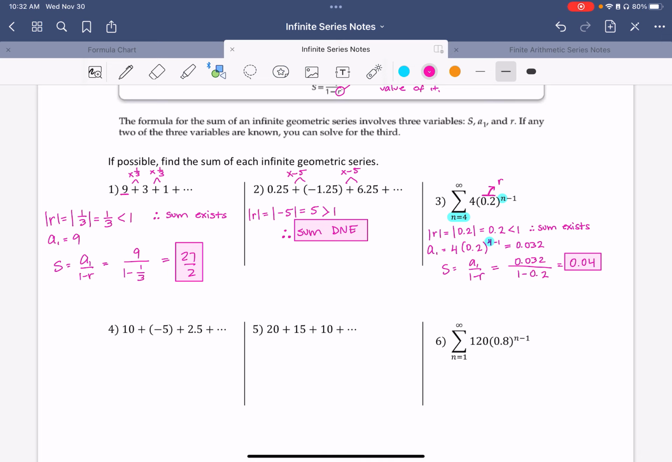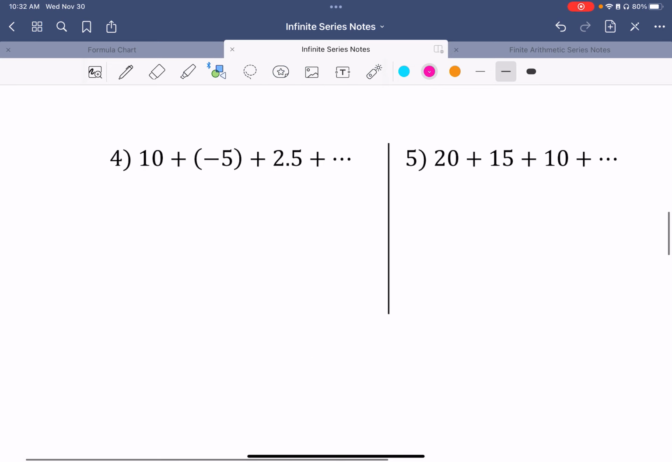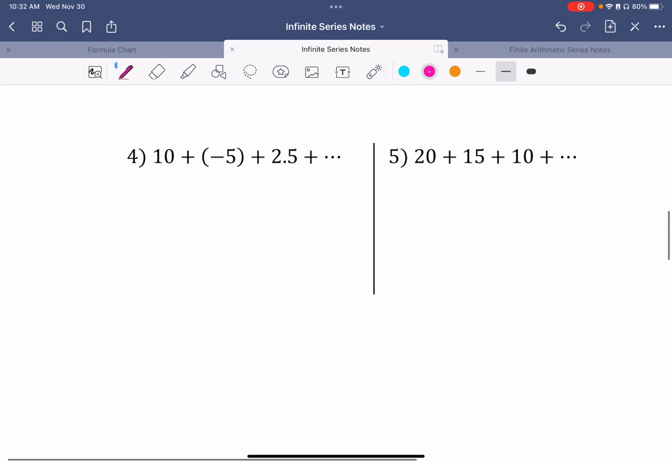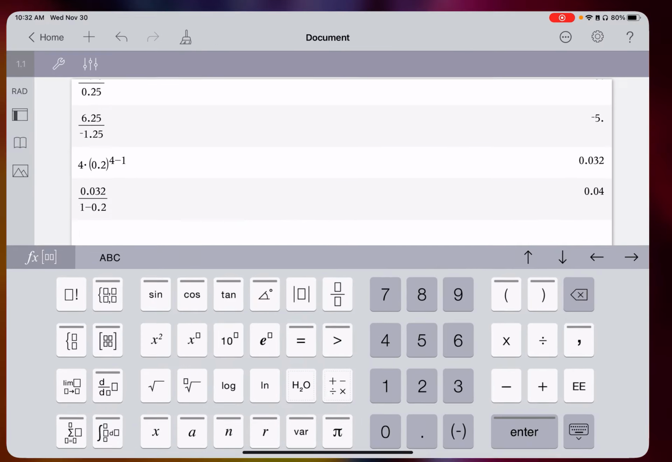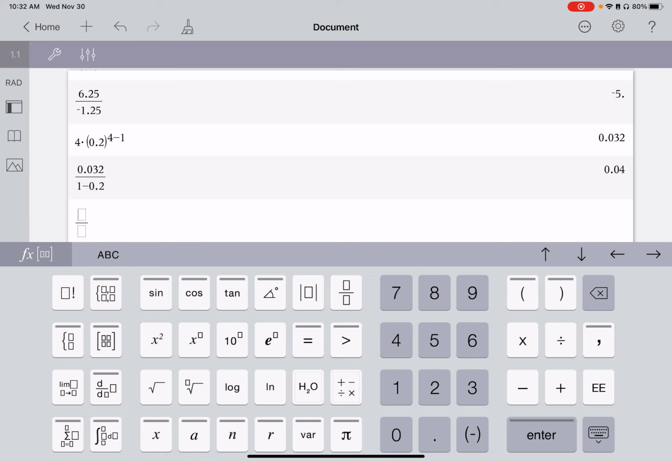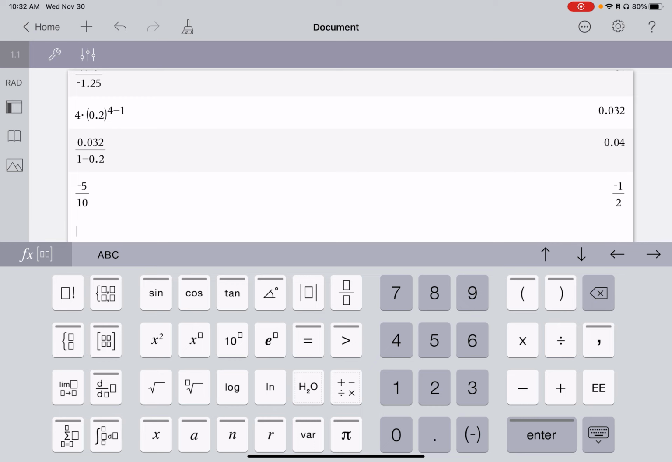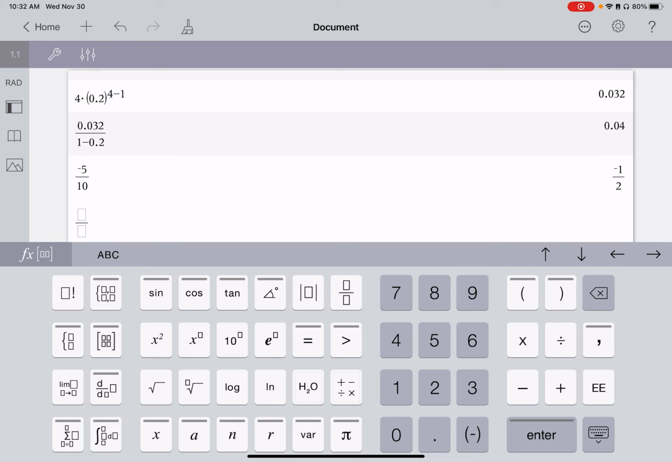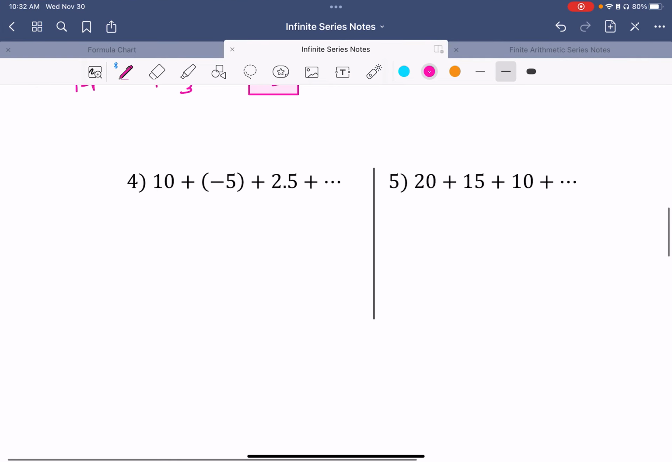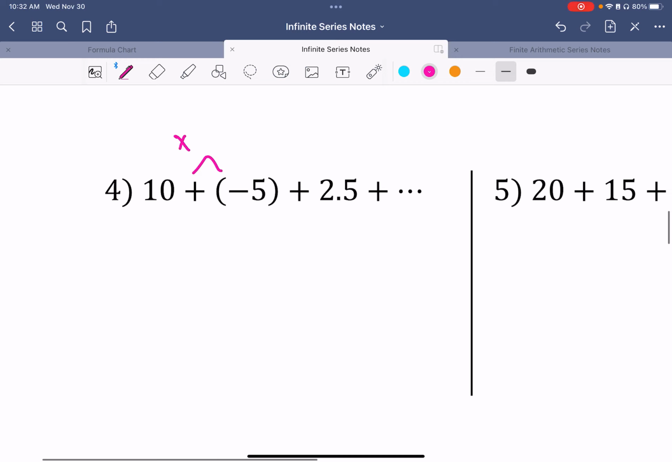Alright, let's do some more examples. We're going to start by finding the common ratio. We divide the second term, -5, by the first term, +10. We get -1/2. We do that again with the third term, dividing it by the second term. We get -1/2. It came out as a decimal, but they're both -1/2. So this time we're multiplying by -1/2.